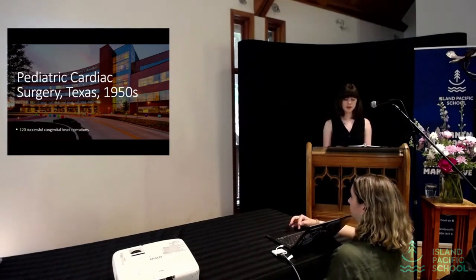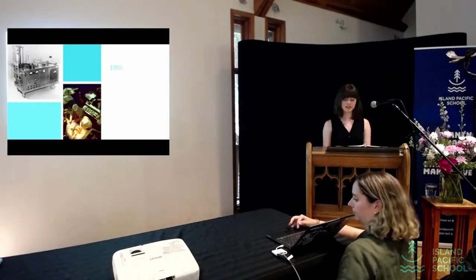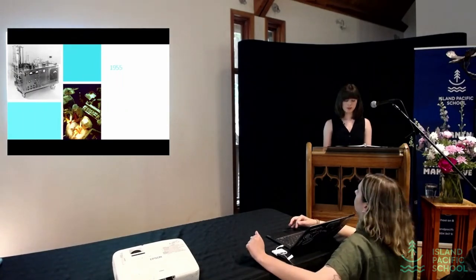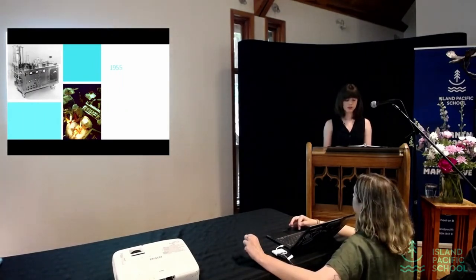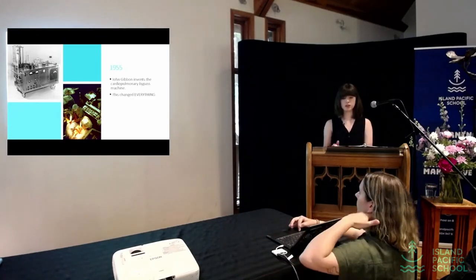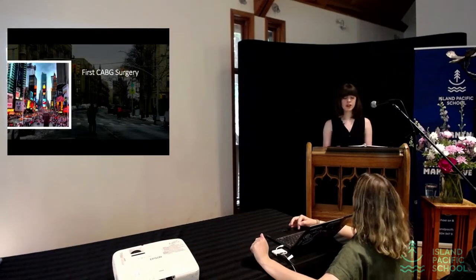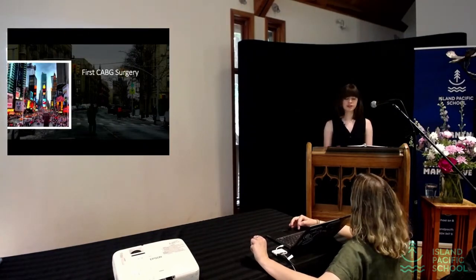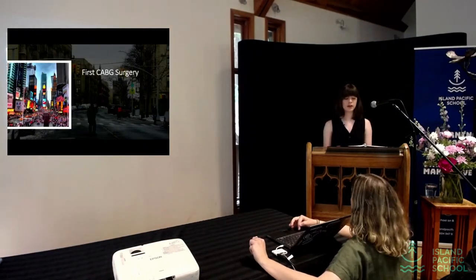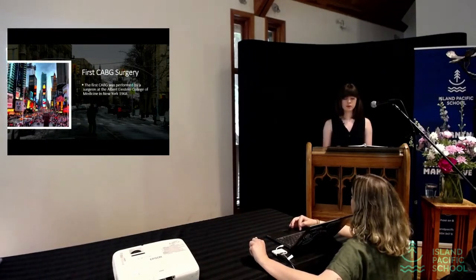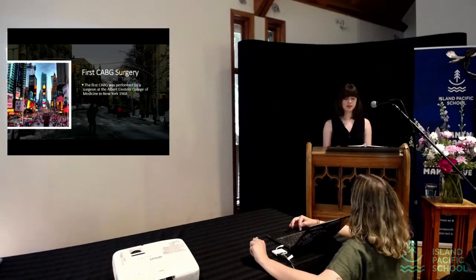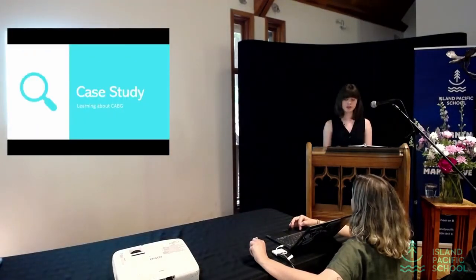The cardiopulmonary bypass machine was invented in 1955 by John Gibbon. This changed everything. The machine allowed surgeons to reroute blood flow away from the heart, allowing them to perform complex operations on the heart. The first CABG was performed by a surgeon at the Albert Einstein College of Medicine in New York in 1968. Now that we know when the first CABG was performed, we can explore a case study to understand the steps of modern-day CABG surgery.